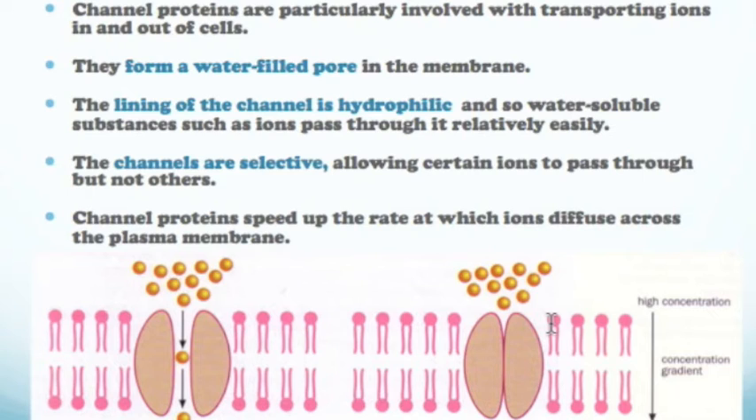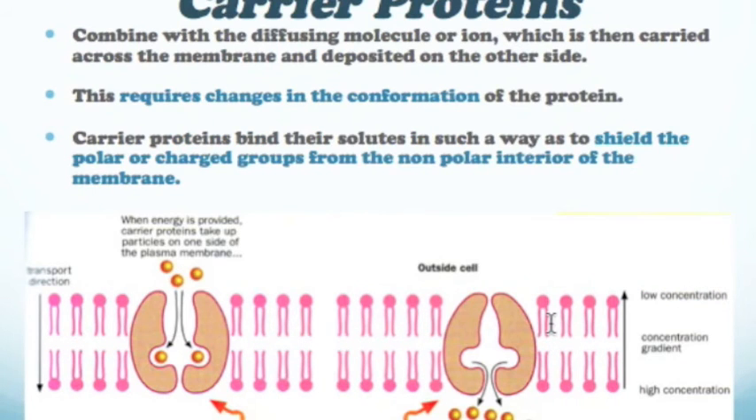They only allow certain molecules to pass through. If it's an aquaporin, it'll allow water to pass through. If it's a sodium channel, it'll allow sodium to pass through. It's specific to its specific molecule. Carrier proteins, on the other hand, have a conformational change, and they require energy to do it, so as to shield the polar or charged groups from the non-polar interior of the membrane. So they allow certain substances to move in and out.